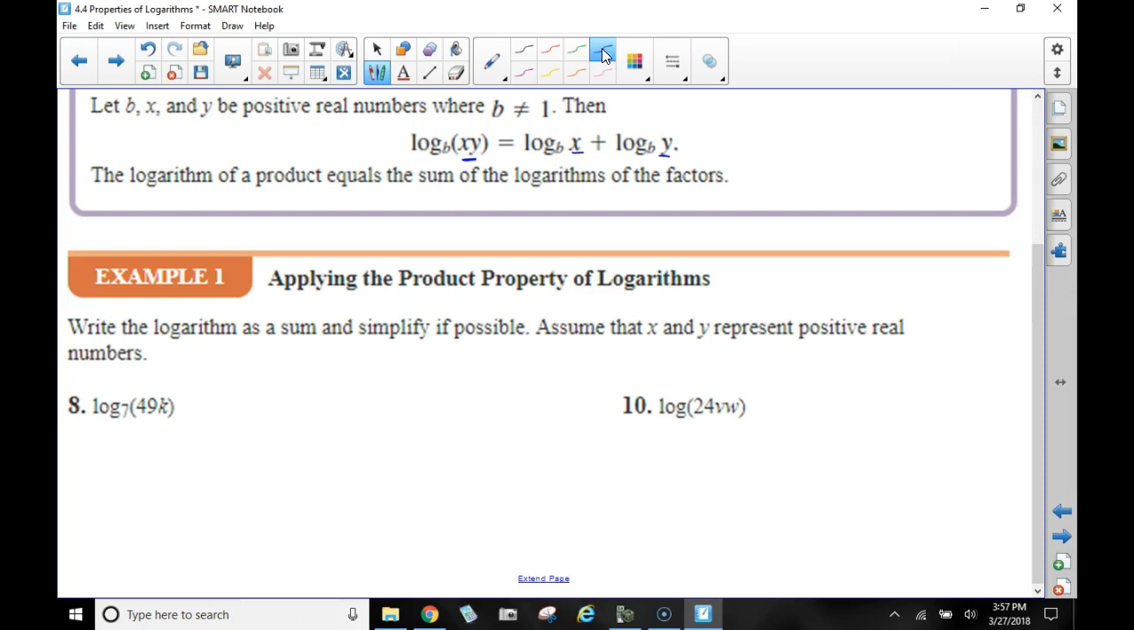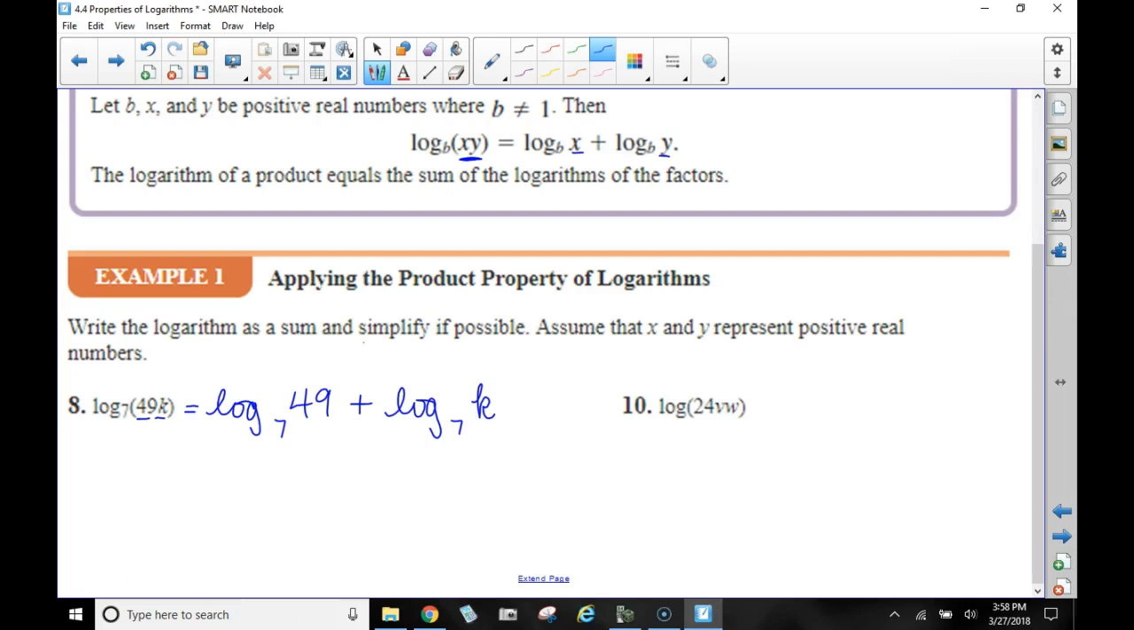It says write the logarithm as a sum and simplify if possible. Assume that x and y represent positive real numbers, so everything's all defined. We don't have any domain issues. First of all, we know that we've got a factor of 49 and a factor of k. So to apply our product property for logarithms, this is the same thing as the log of 49 with base 7 added to the log of the second factor, k, with the same base 7. See how that works?